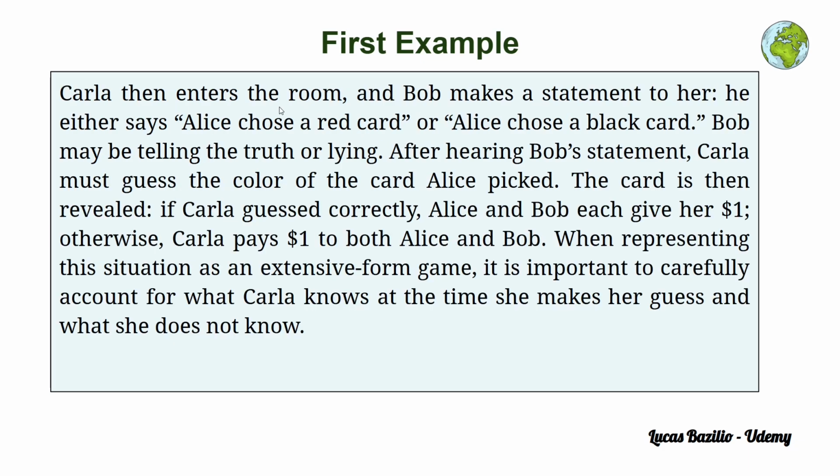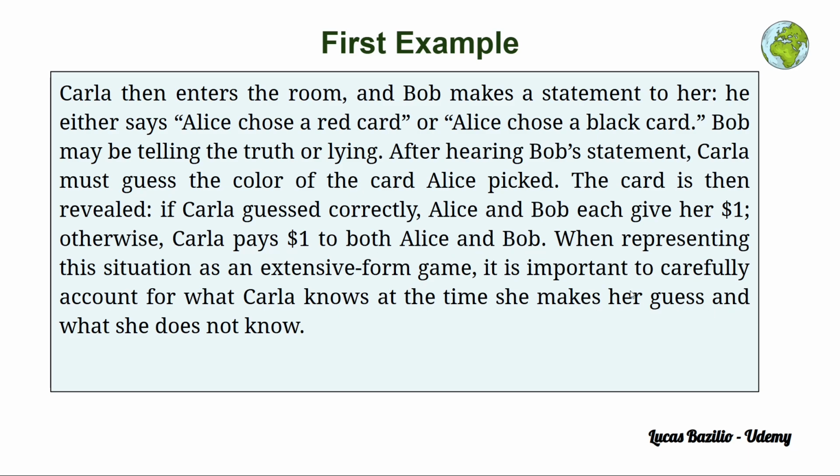Now, Carla then enters the room and Bob makes a statement to her. He either says, Alice chose a red card, or Alice chose a black card. Bob may be telling the truth or lying. After hearing Bob's statement, Carla must guess the color of the card Alice picked. The card is then revealed. If Carla guessed correctly, Alice and Bob each give her $1. Otherwise, Carla pays $1 to both Alice and Bob.